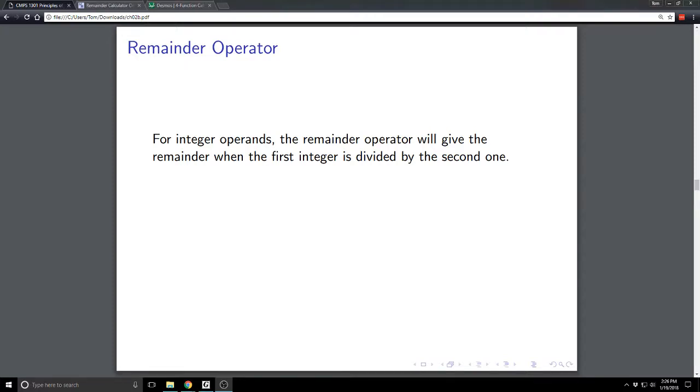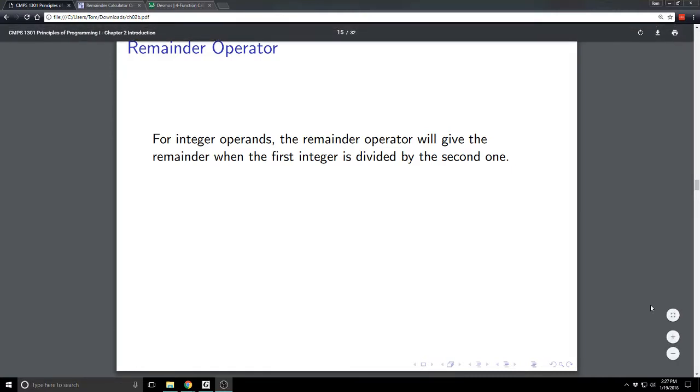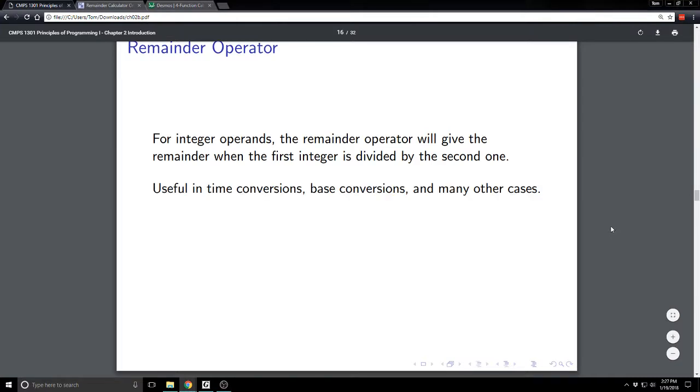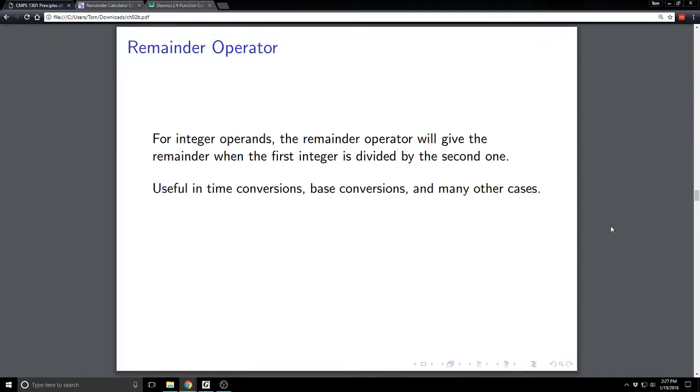In this video, we're going to talk about the remainder operator in Java. For integer operands, the remainder operator gives you the remainder when the first integer is divided by the second one. It's related to division, but it's not like division. You do the division and then you get the remainder as the answer.